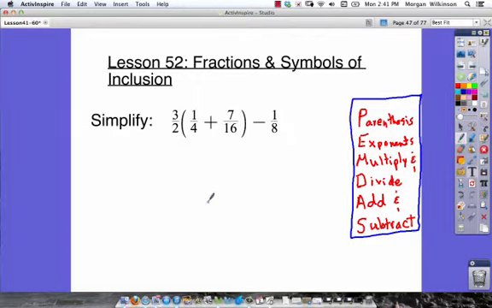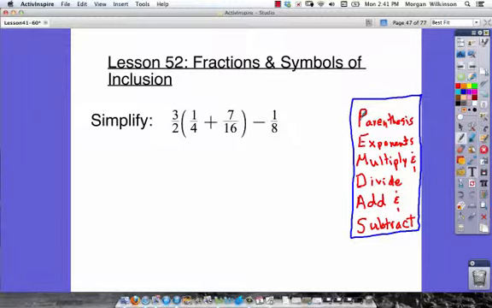Lesson 52 is about fractions and symbols of inclusion. Now if we look at our first problem, we want to simplify 3 halves times the sum of 1/4 and 7/16 minus 1/8. Things we need to remember are about our order of operations.